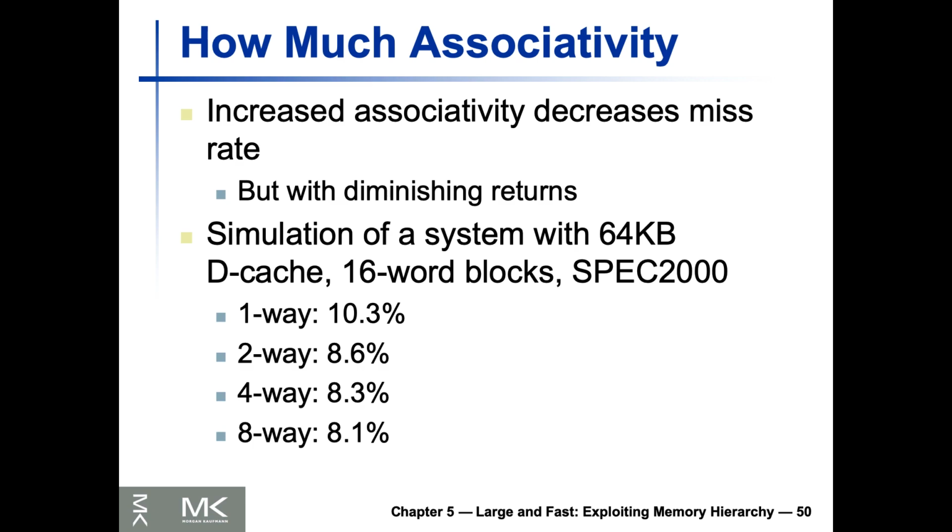But overall, as your colleague asked, how much associativity is needed on average? This is a result with a SPEC 2000 benchmark. On average, people have found that using a 64 kilobyte data cache and 16 word block size, one way associative is what? Direct map or full? Direct map. Okay.